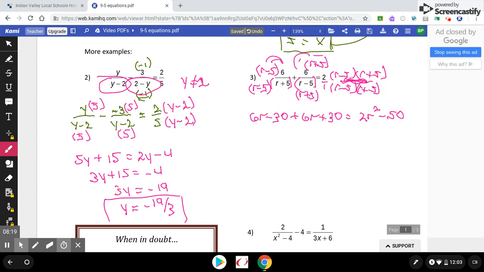So quadratic equation, everything has to be on the same side for a quadratic equation. Let me clean this up. First, I get a 12r. The 30s would cancel conveniently. I get 2r squared minus 50 over here. But I need everything on one side if I'm going to do a quadratic equation. So I got 2r squared. I'm moving the 12r. I got the minus 50.